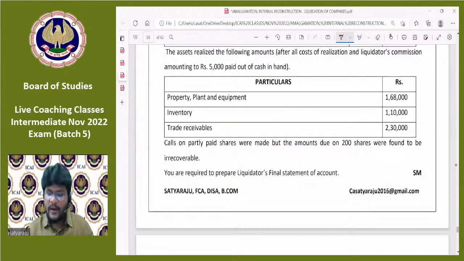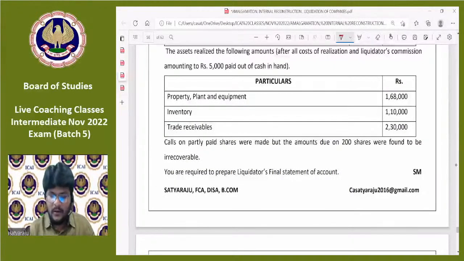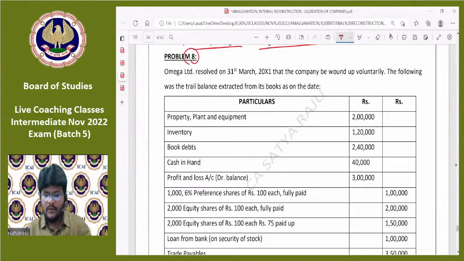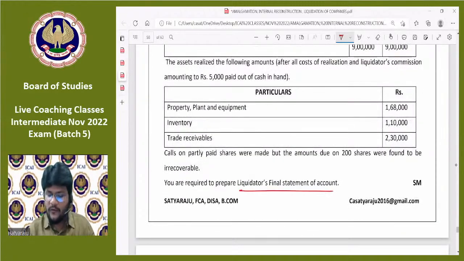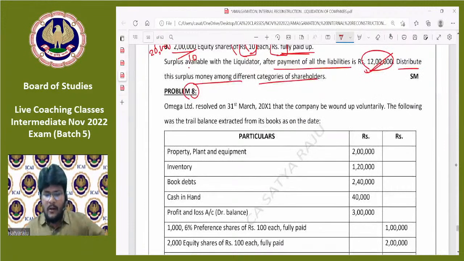Now, this is the time to deal with liquidator final statement problems. All of you, please concentrate. Regarding problem number 8, which is related to the liquidator's final statement of account, there is a high probability of this type of question being asked in the examination. Please concentrate. Today also I will go for an early break. Once I finish problem number 8, I'll go for the break. Then after that, I'll continue my flow.